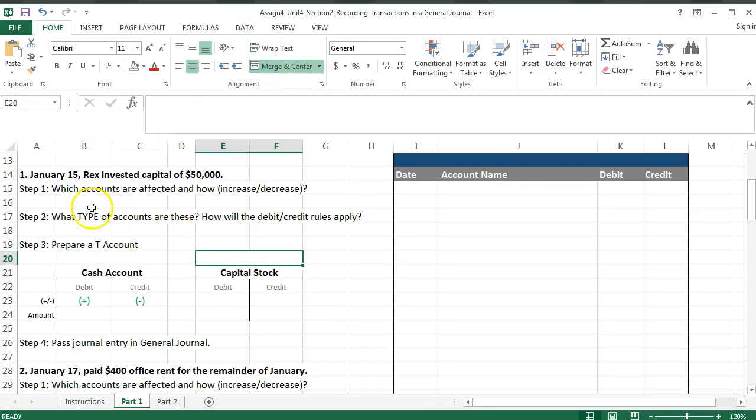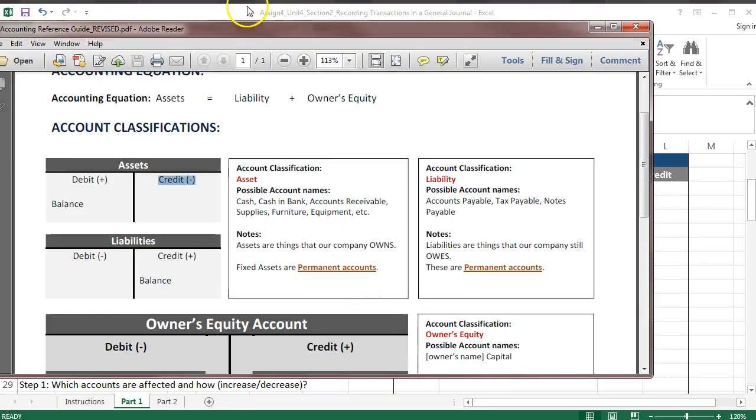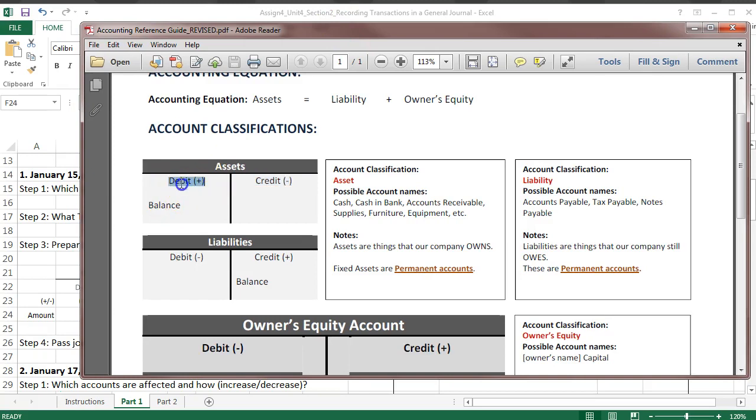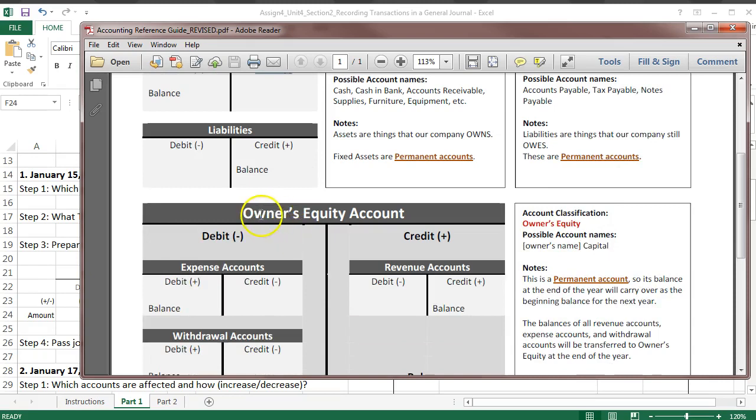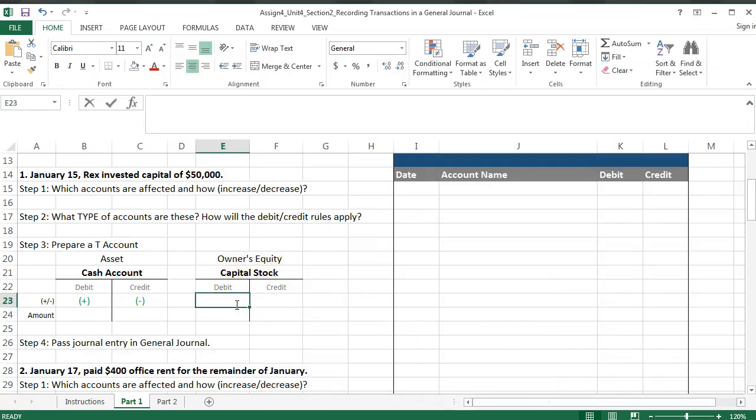So you need to indicate somewhere, and it could either be right above the account names, or you could do it underneath step 2. But we need to indicate that this is an asset account, and capital stock is an owner's equity account. So looking at our reference guide, we see that as an asset account, cash is going to increase on the debit side, decrease on the credit side. And as an owner's equity account, capital stock is going to decrease on the debit side, increase on the credit side. So we're going to put our decrease sign here and our increase sign here.